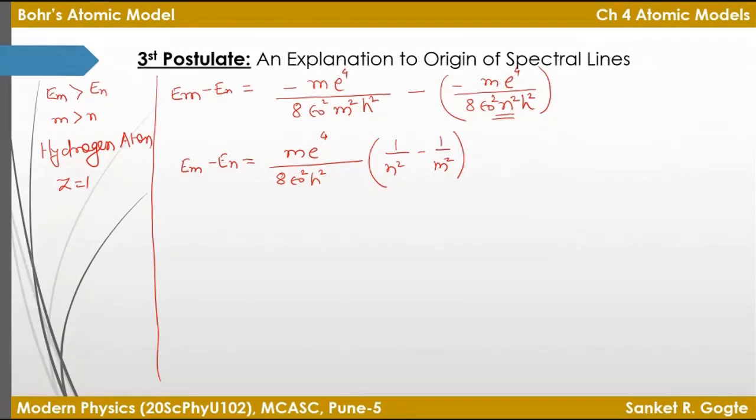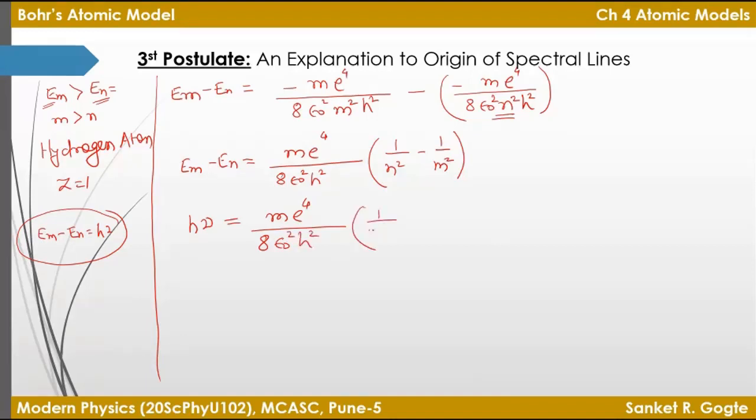Now we know from the third postulate that the atom is de-excited. It is going to the lower energy state E_n from a higher energy state E_m. In the process, it emits electromagnetic waves with frequency given by this relation: E_m minus E_n is equal to h nu. So I'll use this third postulate and plug that in instead of E_m minus E_n. So I get h nu equal to the right-hand side, m e^4 divided by 8 epsilon_0^2 h^2 times (1 by n^2 minus 1 by m^2).